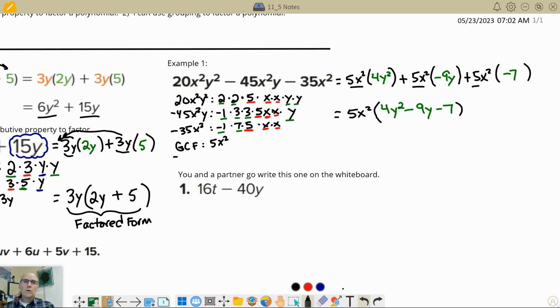Okay. So here's what's going to happen next. As soon as you're done with these notes, you and a partner are going to go put this problem on the whiteboard. To get you started, I want you to put down 16t and negative 40y and list all of its prime factors right out here. Okay. That's where you're going to get started.